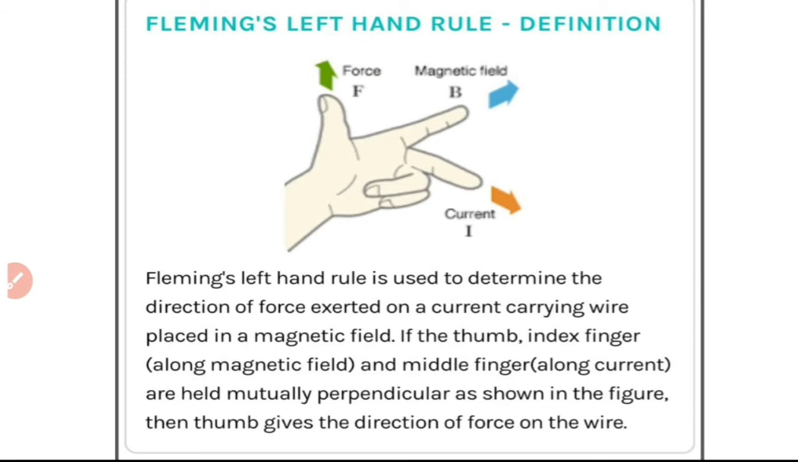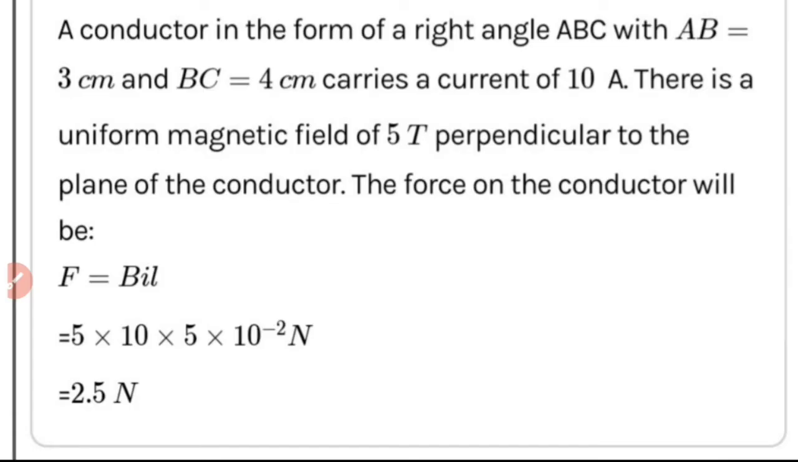And take care, they are to be held in three mutually perpendicular directions. Now we'll discuss a problem. A conductor in the form of a right angle ABC with AB equal to 3 cm and BC equal to 4 cm carries a current of 10 ampere.